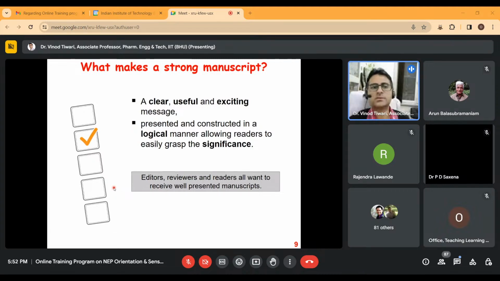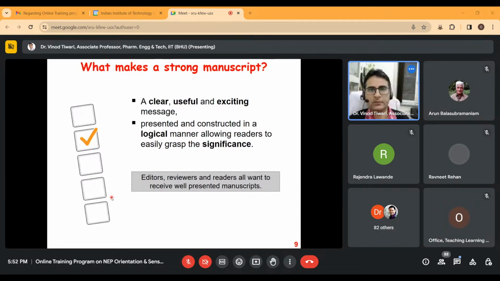Now, what makes a strong manuscript? Publication is kind of like you want to sell your work basically. And it has to be done in a manner which is easily understandable by the audience. So the manuscript should be very clear. It should be useful, and the message should be very, very clear and exciting. It should be presented and constructed in a very logical manner, which allows the readers to easily grasp the significance.